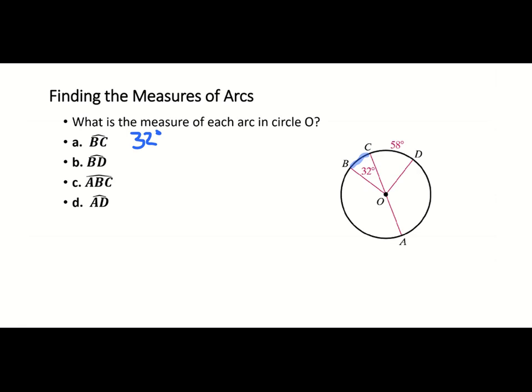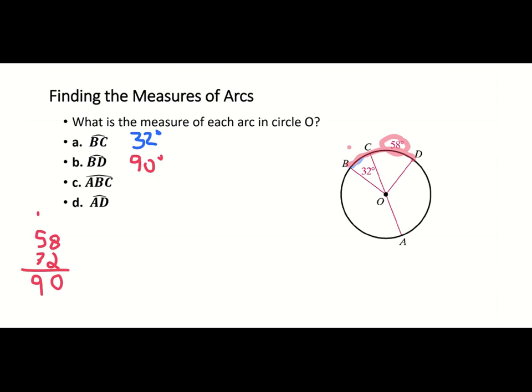Now they want BD, which goes from B all the way to D. I know BC is 32, and I know CD is 58. So if I add those two together, if I add 58 and 32, that will give me 90 degrees. So arc BD is 90 degrees.